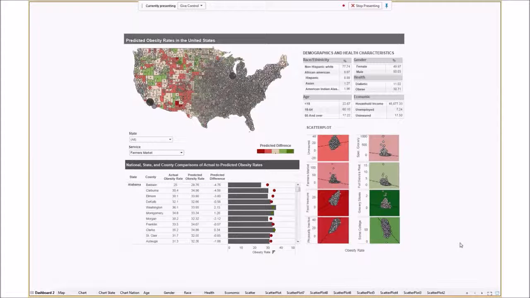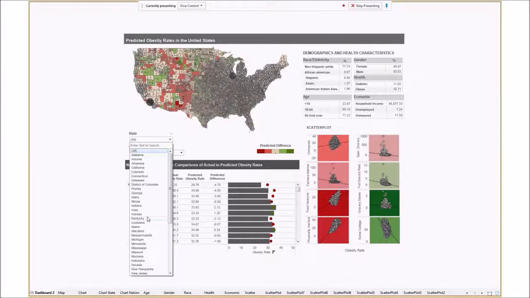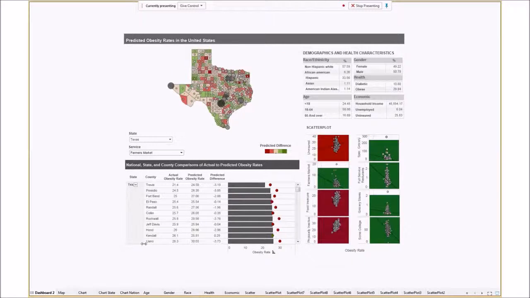So what a user can do is click on a particular state that they're interested in. Let's say, for example, Texas. And the state of Texas will show up with the counties that have a greater predicted increase or decrease in obesity. Also on the map is an overlay of certain services. This data was collected by the HRSA data warehouse. And right now we have farmers markets plotted, but we can also choose health centers, among others.